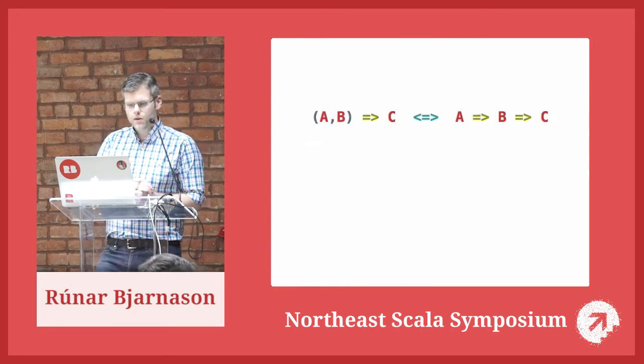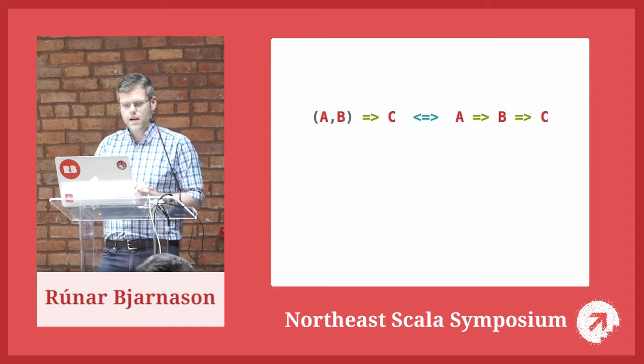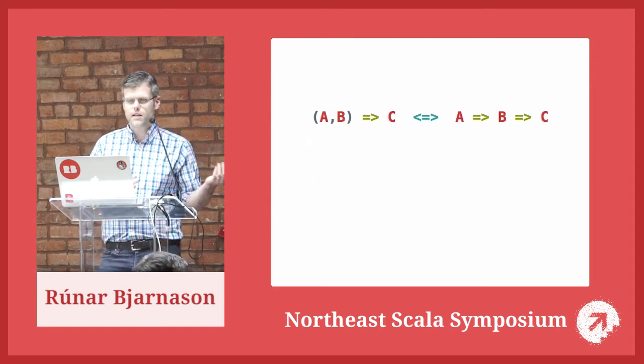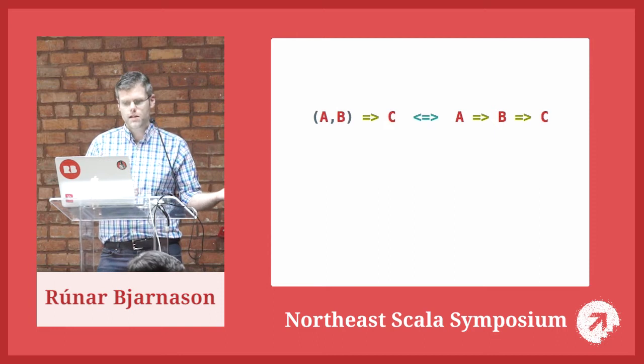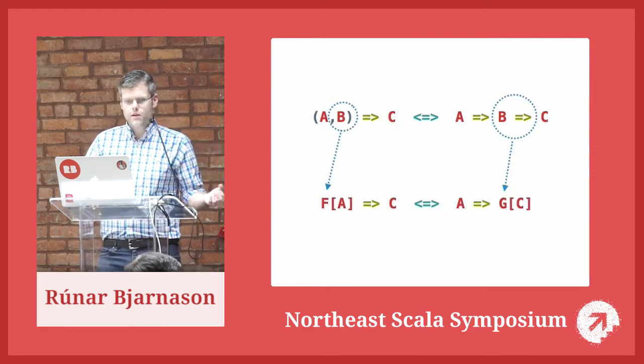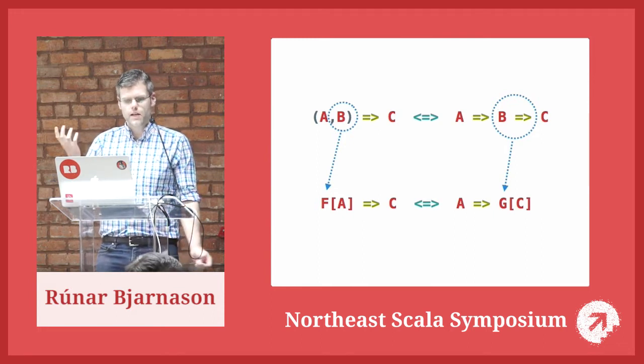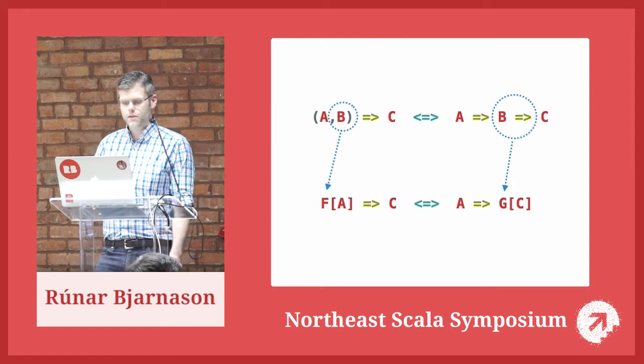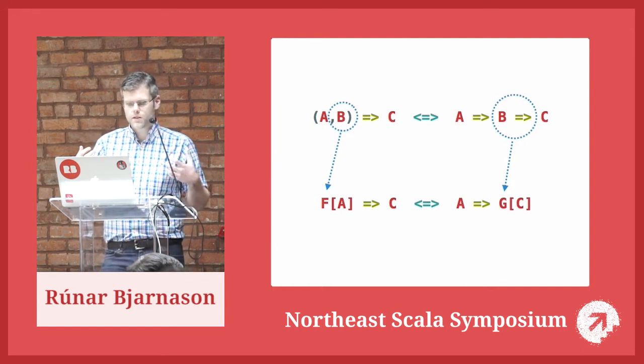So the one-to-one correspondence looks like this. There's an arrow from A to B to C exactly when there's an arrow from A and B to C. Okay. And if we abstract that out and we say pair with B is a functor called F, and then function from B is a functor called G, then we start to see that this is a relationship among functors.